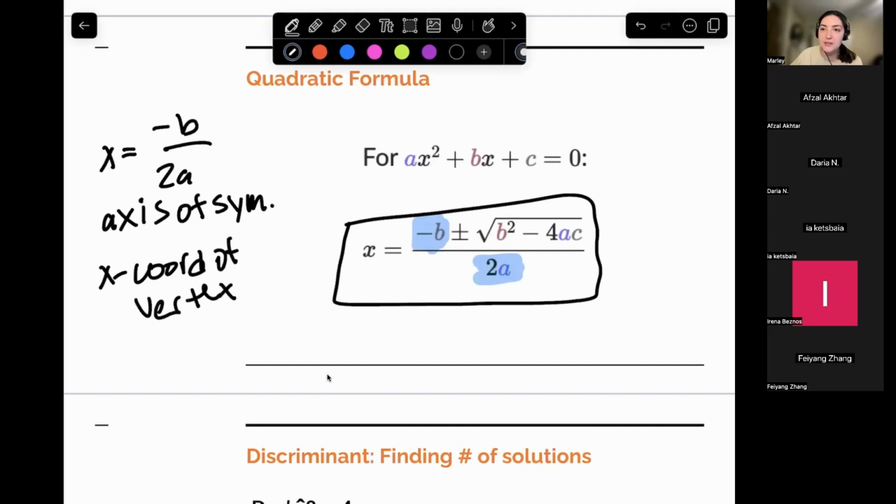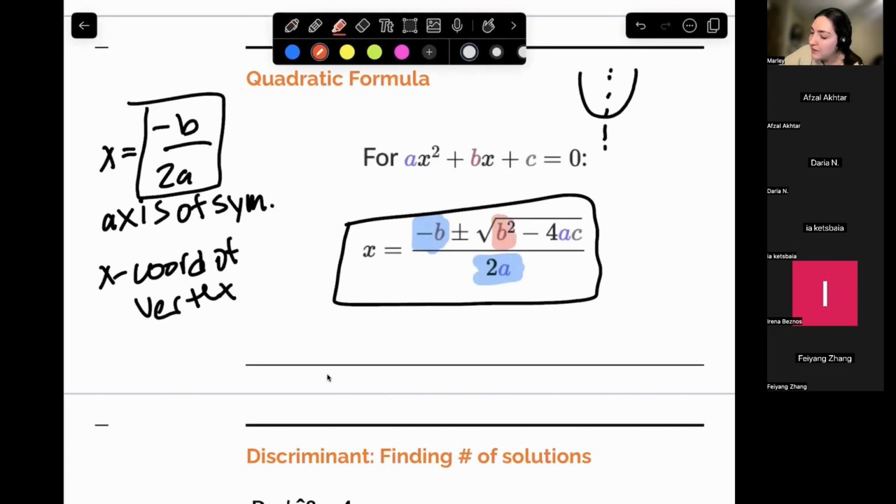So if we ever quickly needed to find the x coordinate of the vertex without plugging it into Desmos, or very quickly looking at it and saying, okay, what's the x coordinate of the vertex? I just need to know that. We can find that by using the axis of symmetry for our parabola. On our next slide, we're about to check out why this is so important. The underneath of the radical is pretty important for us to have memorized. The test loves to ask questions about this.